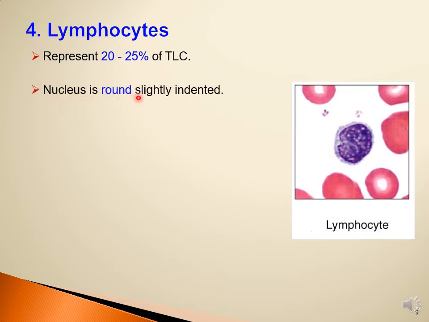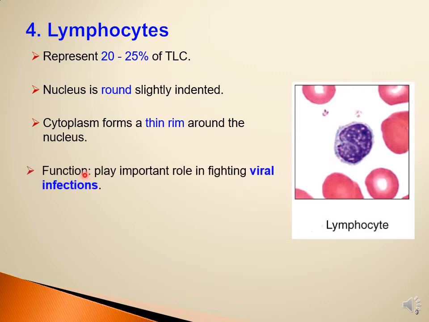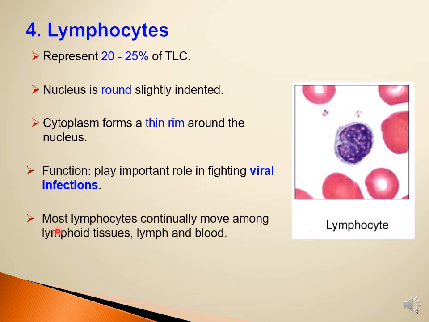The nucleus is round, slightly indented. The cytoplasm forms a thin rim around the nucleus, as you can see here. And their main function is to play a role in fighting viral infections. Most lymphocytes continually move among the lymphoid tissue, lymph, and blood. So these are the only white blood cells that can leave the blood and come back to the blood, as I will explain later on. The lifespan of lymphocytes is about 100 to 300 days.